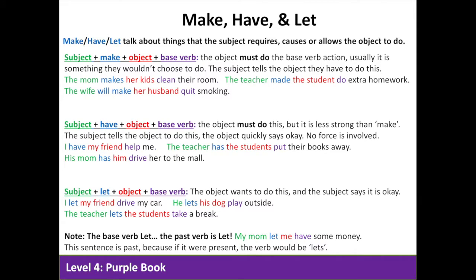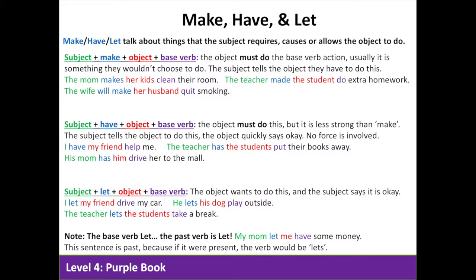We use the verbs make, have, and let to talk about things that the subject requires, causes, or allows the object to do. When we use the verb make specifically, the object must do the base verb action. Usually it's something they wouldn't choose to do. The subject tells the object they have to do this. Here we have a few examples. The mom makes her kids clean their room. The teacher made the student do extra homework. The wife will make her husband quit smoking.